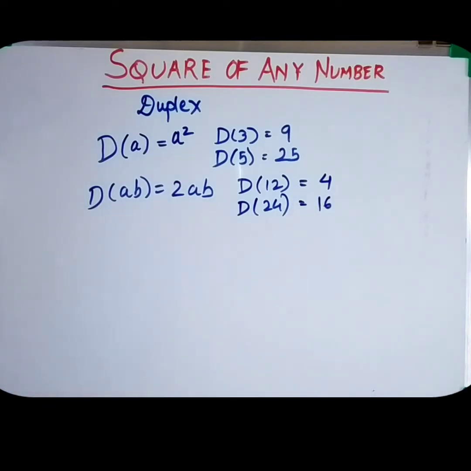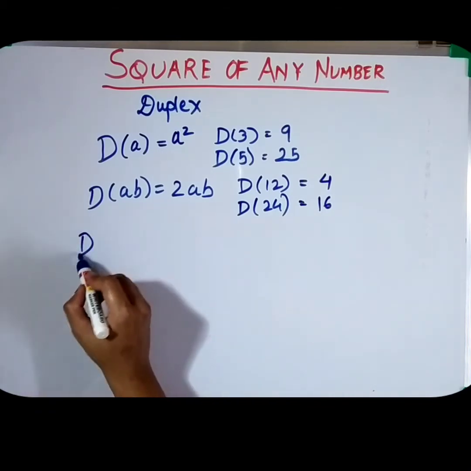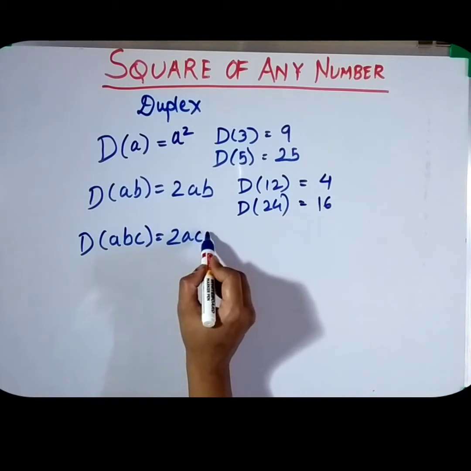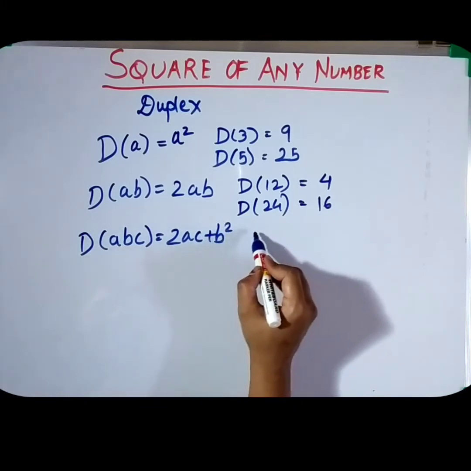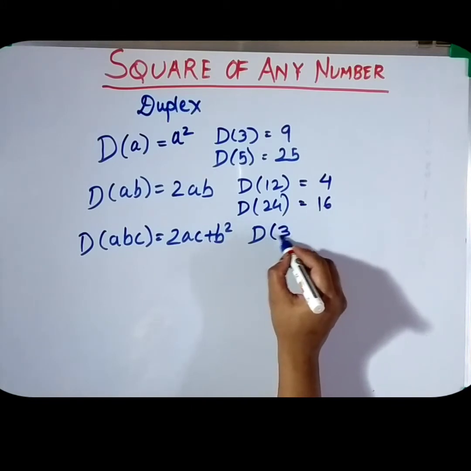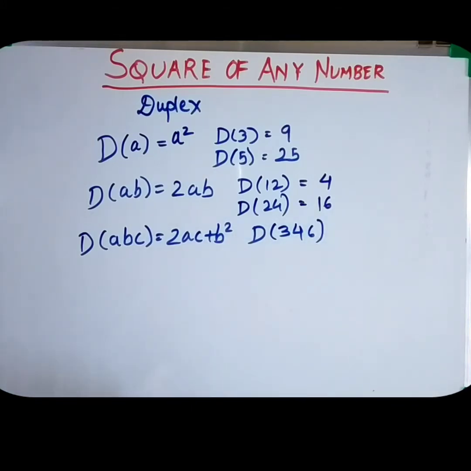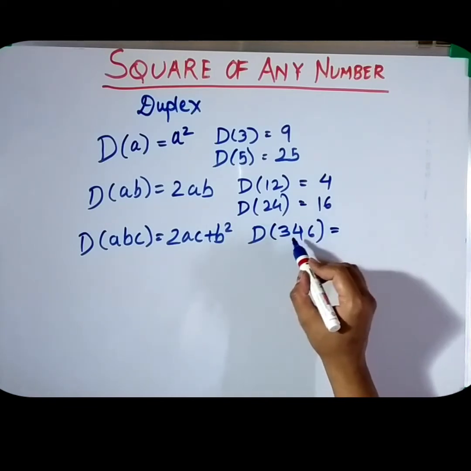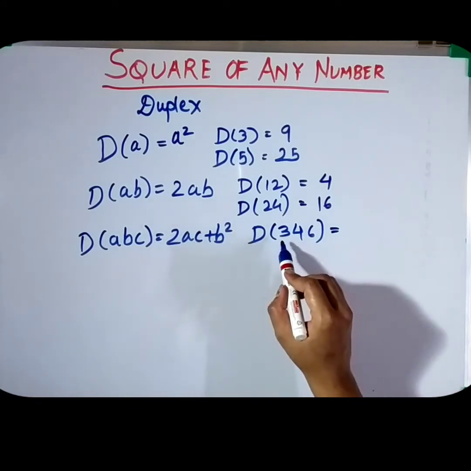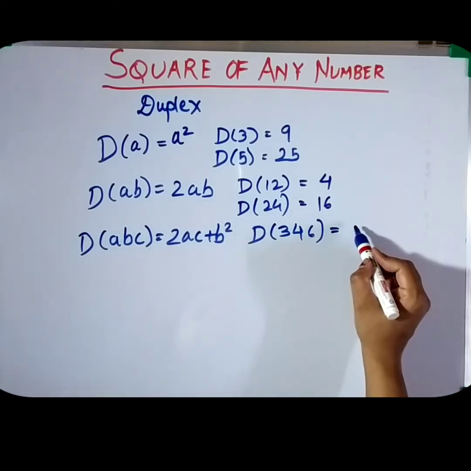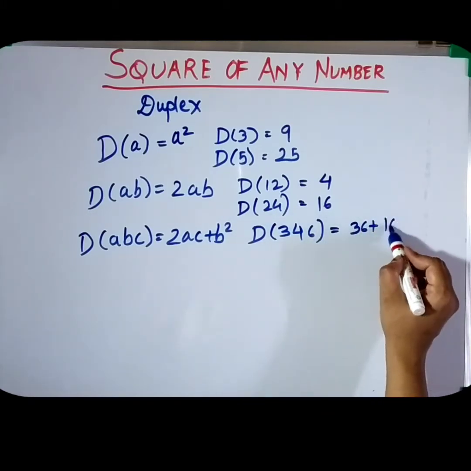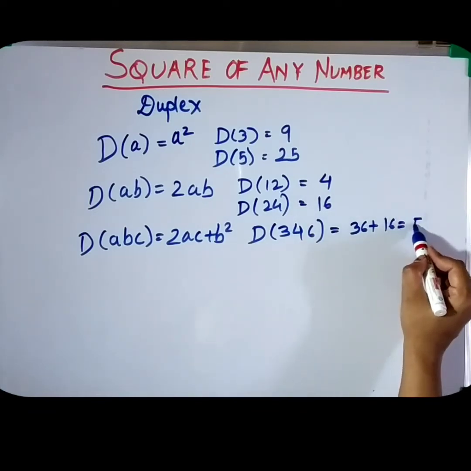Similarly, if I have to find the duplex of a 3-digit number, the duplex of a 3-digit number is D of ABC. The formula is 2AC plus B square. Suppose I take the number 346. So the duplex of 346 is 2 into 3 into 6. So 2 into 3 is 6, 6 into 6 is 36, plus B square. B square is 4 square, which is 16. So 36 plus 16 is 52.